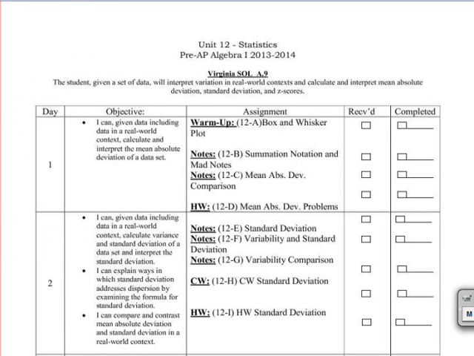Okay, guys, welcome to Unit 12, Day 1. Some of you are doing this without me, and for that, I'm sorry. I'm sure you will survive, though.